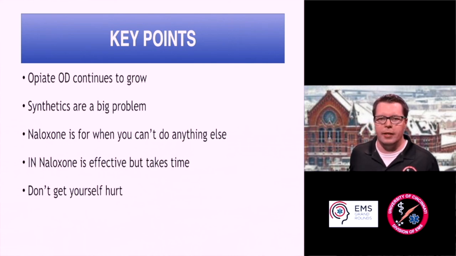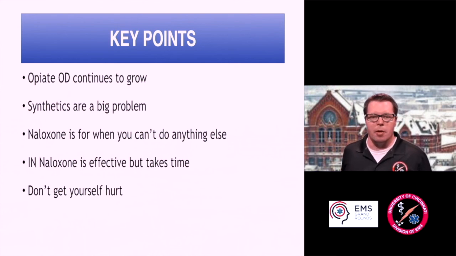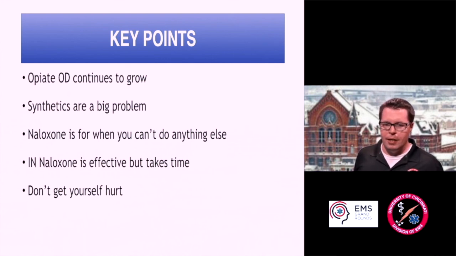So, key points: opiate overdose continues to be a big problem. It is now likely the contaminants that are really driving it in terms of fentanyl. Synthetics are a big problem. As I just kind of mentioned, naloxone is not the primary treatment for opiate overdose. It is the backup, or if you don't have anything else you can do.